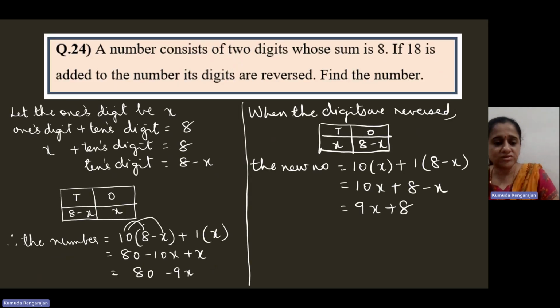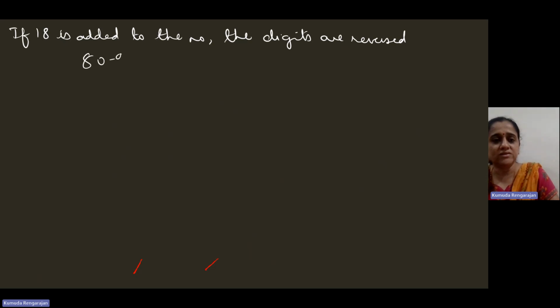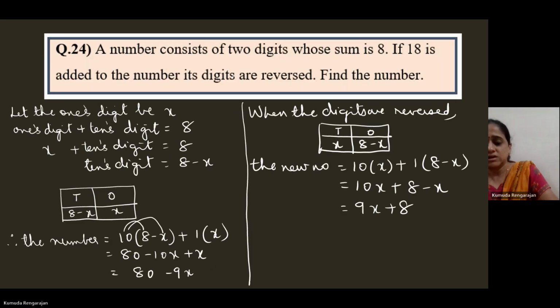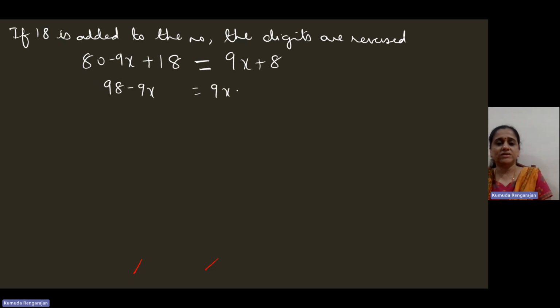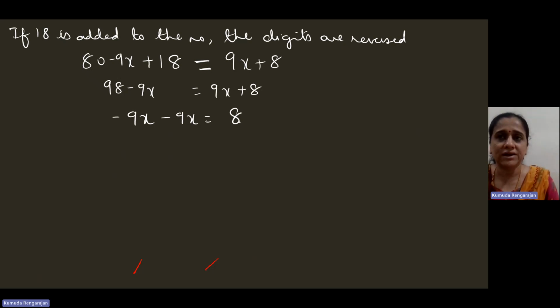So 18 is added to what? The original number. What's the original number? 80 minus 9x. So to 80 minus 9x, you're adding 18. And what do you get? The digits are reversed, that means you're getting the new number as the answer. So it is equal to the new number, 9x plus 8. So we'll have to solve this. First, 80 plus 18, 98 minus 9x is equal to 9x plus 8. The 9x goes to the left-hand side as minus 9x, the 8 is already on the right-hand side, and 98 travels as minus 98.